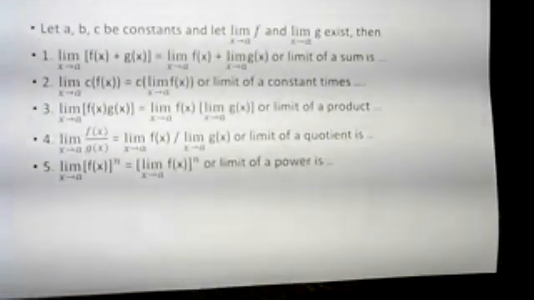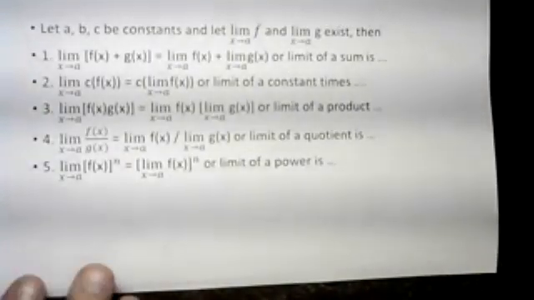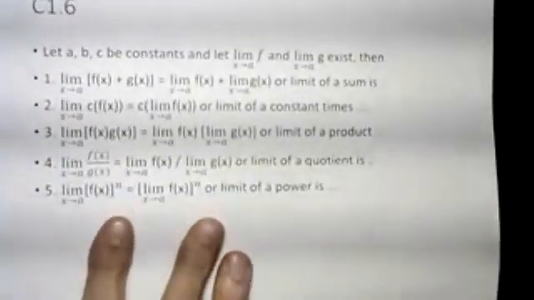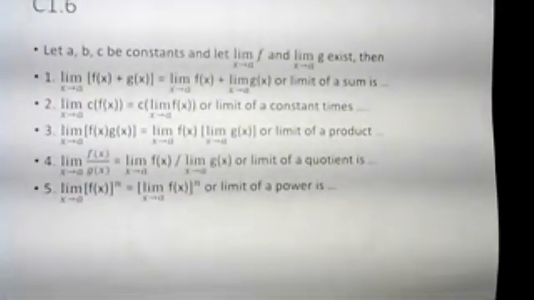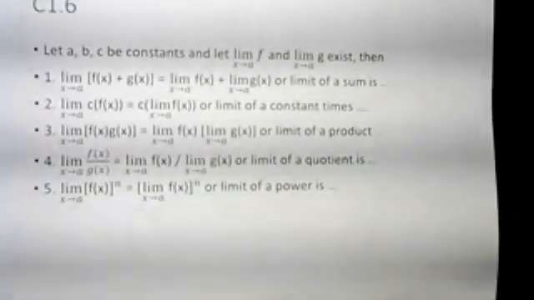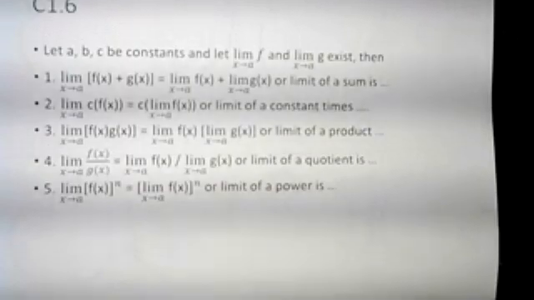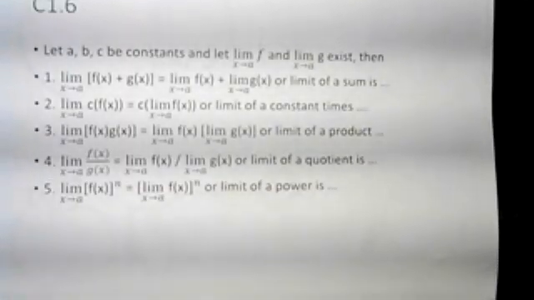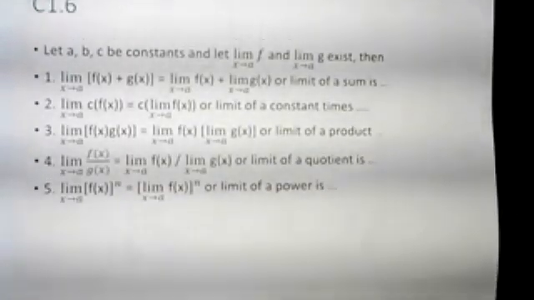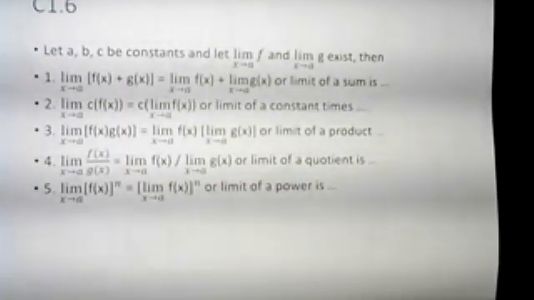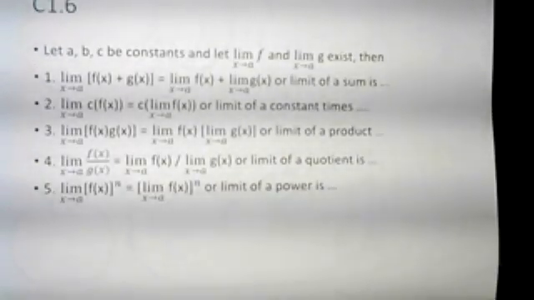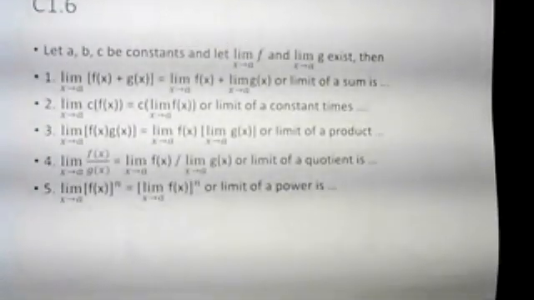Okay, so let's get started. Let a, b, and c be constants, real numbers. Let the limit of f as x approaches a, and if you remember what a limit is, it's what the y values approach as the x values approach a. So we're going to let the limit of f as x approaches a and the limit of g as x approaches a exist, then any one of these 5 things will be true.